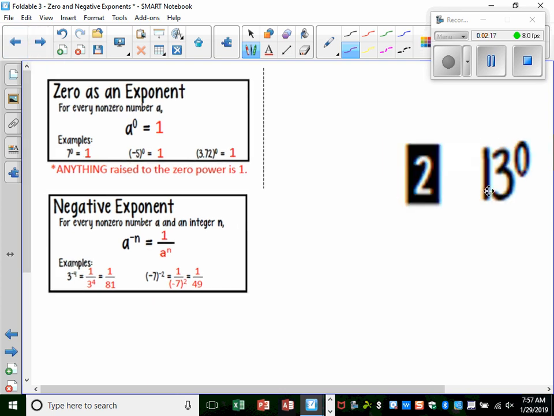Okay, next question. Okay, here's my rule. Anything to the 0 power is what? 1. And that's all you have to write. You don't need to write anything else. Just write 1.